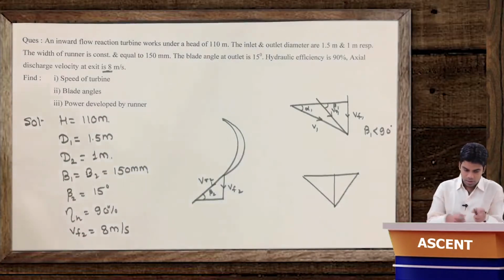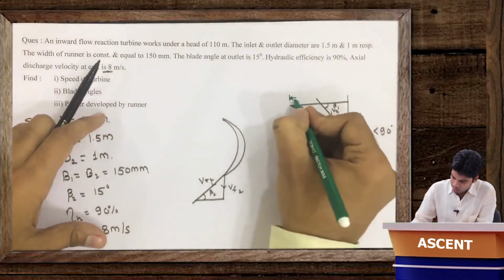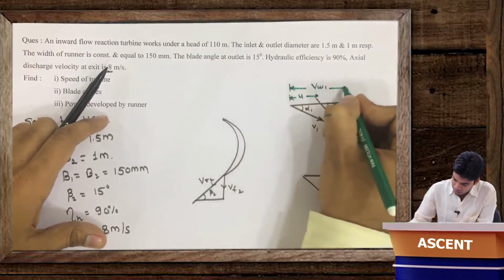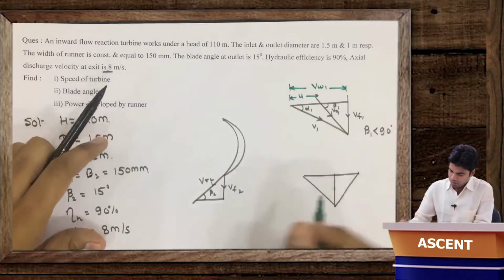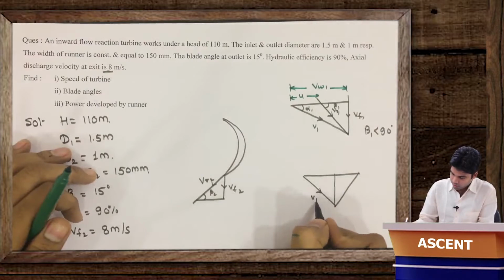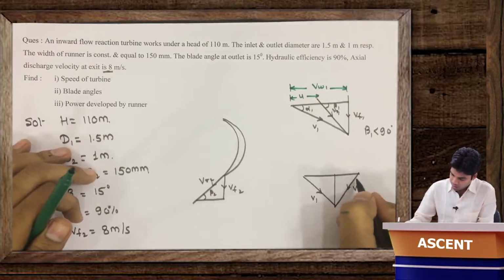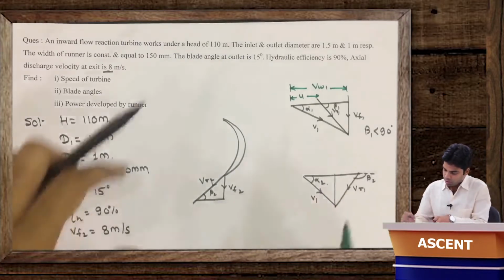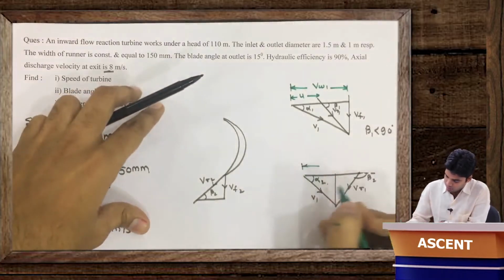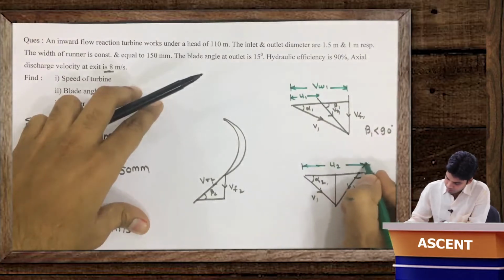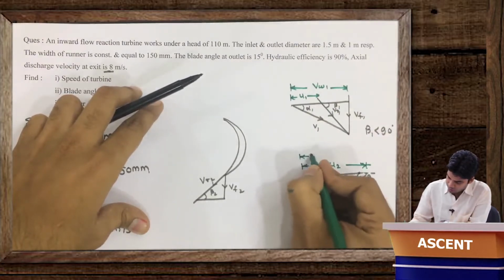And when this beta 1 is greater than 90 degree, then obviously the velocity triangle would be like this. Here I will mention. So this would be U, and the horizontal component of V1 is Vw1, and this is Vf1, as I told you. Now here this would be V1, this will be Vr1, and this beta 1 is greater than 90 degree, this will be alpha 1. Getting this? Okay, so here the distance between V1 and Vr1, this will be U1. And the horizontal component of this V1 will be Vw1.